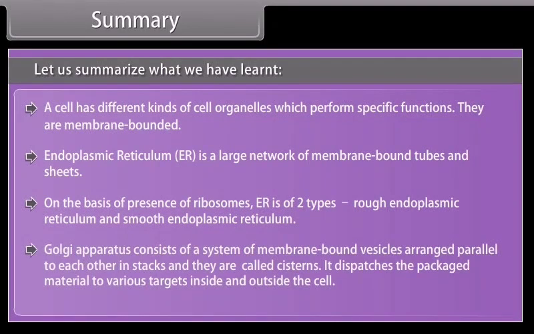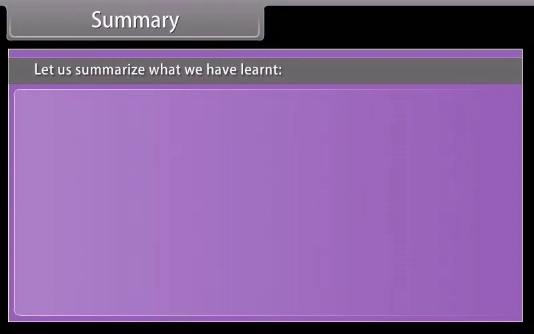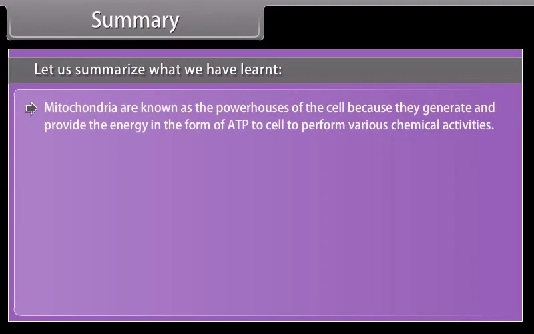Golgi apparatus consists of a system of membrane-bound vesicles arranged parallel to each other in stacks, and they are called cisterns. It dispatches the packaged material to various targets inside and outside the cell. Mitochondria are known as the powerhouses of the cell because they generate and provide energy in the form of ATP to the cell to perform various chemical activities.